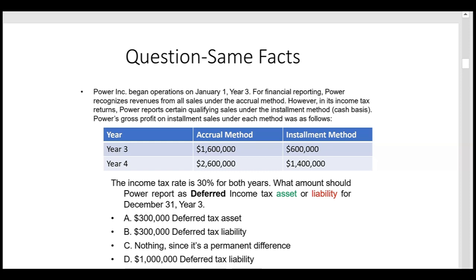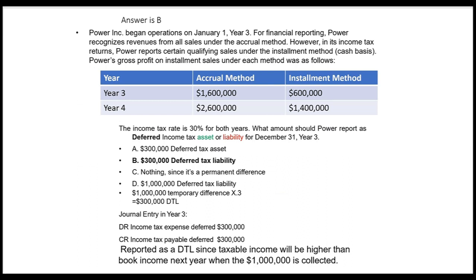The answer is B. And the all-important journal entry to make here for deferred income tax for year 3 would be a debit to income tax expense deferred, $300,000, and credit income tax payable deferred, $300,000. So B is correct. We need a deferred tax liability of $300,000. It's reported as a DTL since taxable income will be higher than book income next year when the $1 million is collected. We earned it this year, but we're going to pay the tax on it next year.